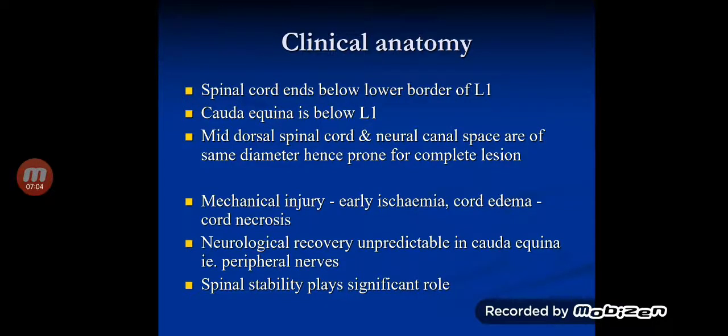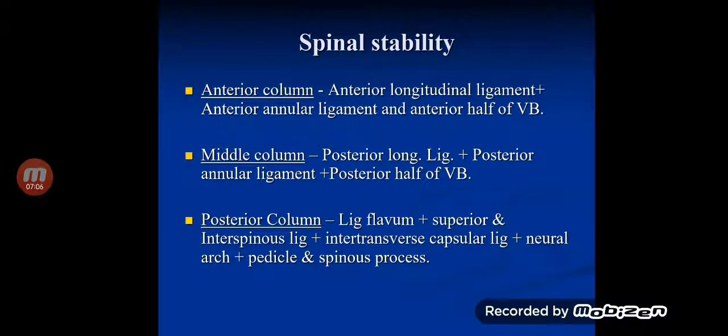Spinal stability plays a very significant role. The spinal stability depends on the theory of three columns. These are the anterior column, which consists of the anterior longitudinal ligament together with the anterior annular ligament and the anterior half of the vertebral body, while the middle column consists of the posterior longitudinal ligament together with the posterior annular ligament and the posterior half of the body.